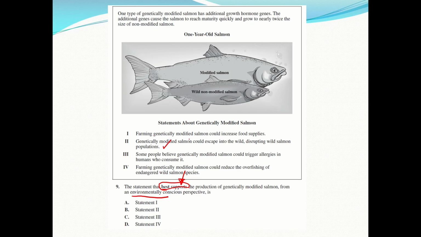Farming genetically modified salmon could increase food supplies, not environmental. Some people believe that genetically modified salmon triggered allergies, not environmental, and farming genetically modified salmon could reduce overfishing. That is environmental. So 2 and 4 are both environmental, but 2 is saying it's bad, so it doesn't support it. 4 is saying, yes, I do support it, and that's why D is the better answer.